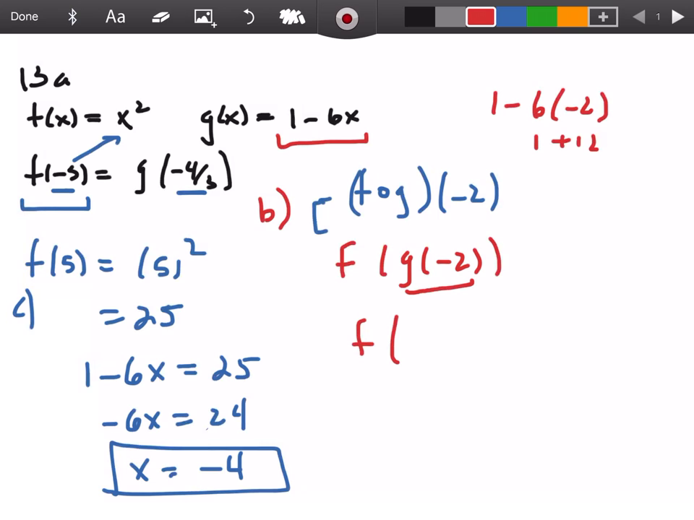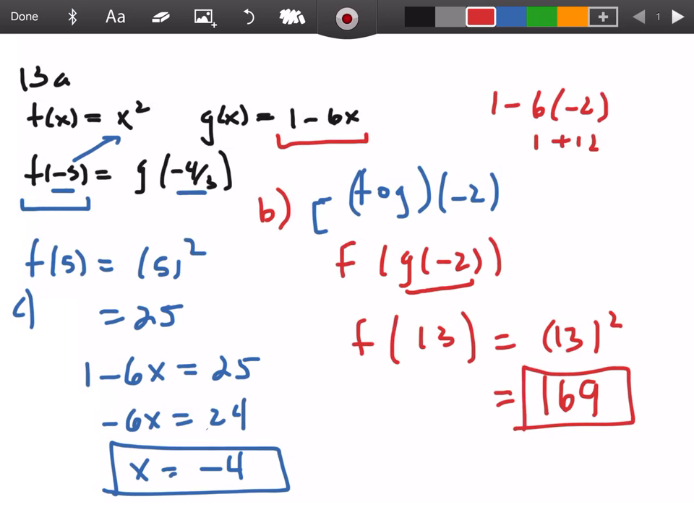So I can replace g of negative 2 with 13. And now I've got to substitute 13 in for the f function, which is going to be 13 squared, which if I remember right is 169. And there you go. That's problem number 13.